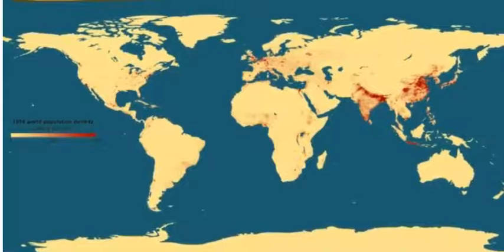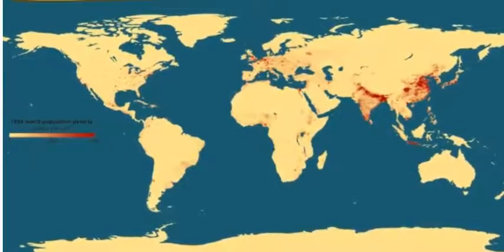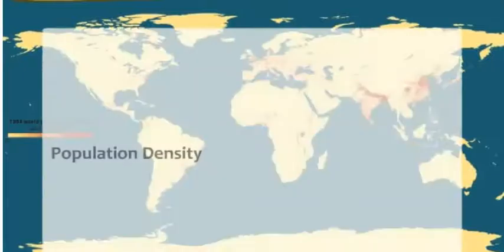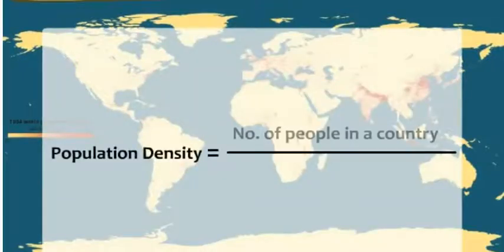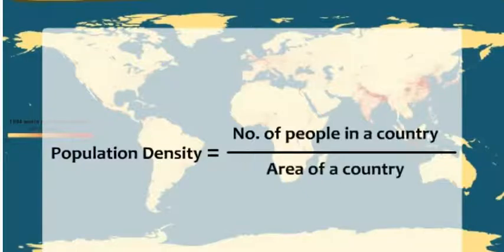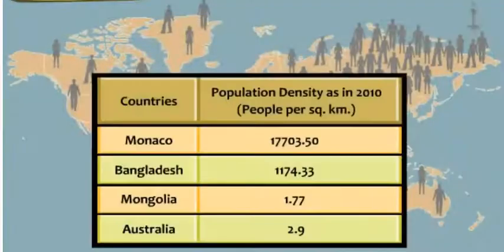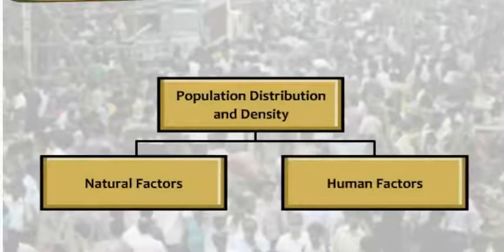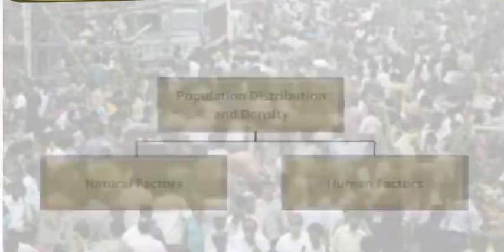And population density refers to the number of people that are living per unit of a certain area, or per square kilometer. So we can calculate population density also: number of people in a country divided by area of the country. So we can see a few countries and their population density. So these are the factors: population distribution, density, natural factors and human factors.